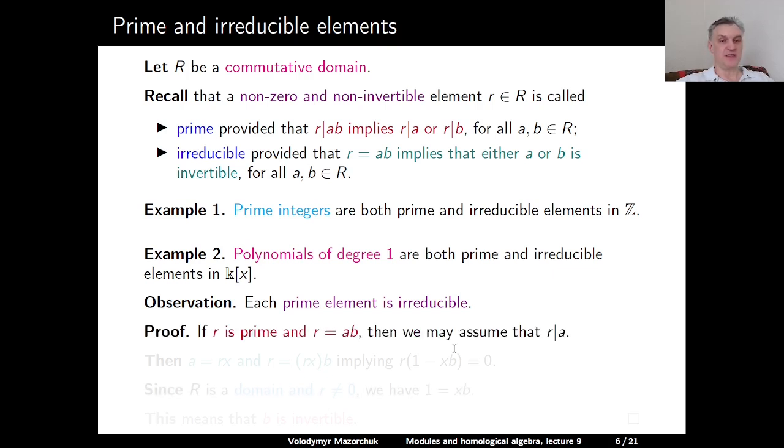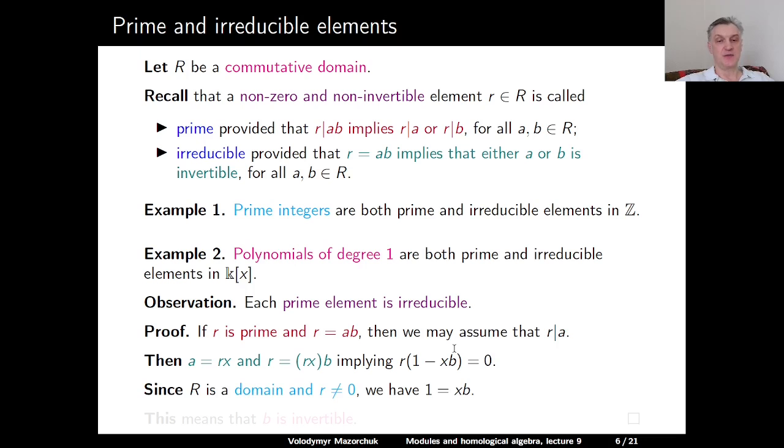Indeed, if r is a prime element and we write r as the product of a and b, then since r is prime, r should divide a or b. So let's assume that r divides a. Then we can write a as r times something, or in other words, if we now insert it into the equation r is equal to ab, we get that r is equal to r something times b. So we denote the something by x, and now we move everything to the left-hand side and take r out, and we get the equation r times (1 minus xb) is equal to 0.